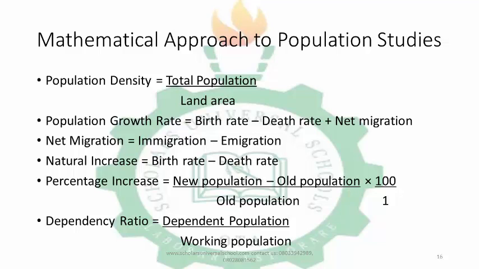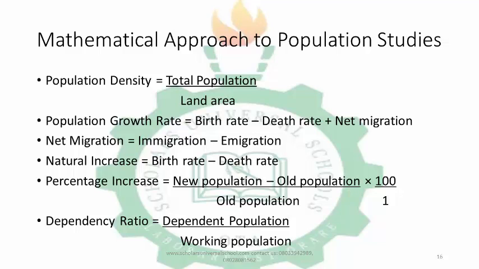Then you can also be asked to find the dependency ratio. Remember, when we were discussing the population distribution under age distribution, we had the dependent population and the working population. The dependent population being the younger children from the ages of 0 to 17, and the older people from the ages of 60 and above. Those are the dependent population. Then we have the working population, or the labor force. That's the youth, or the people between the ages of 18 to 60 who are still working.